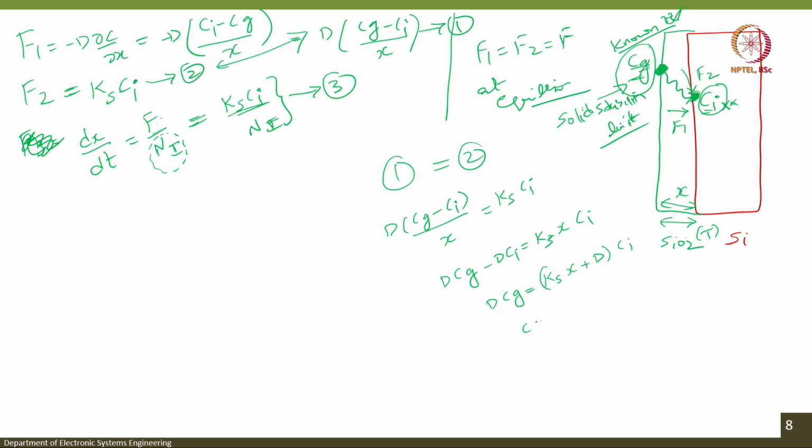So what is Ci now? Ci is D into Cg divided by (D plus Ks x). So what is Ci now? Cg divided by, if D goes to the denominator, 1 plus Ks by D times x.